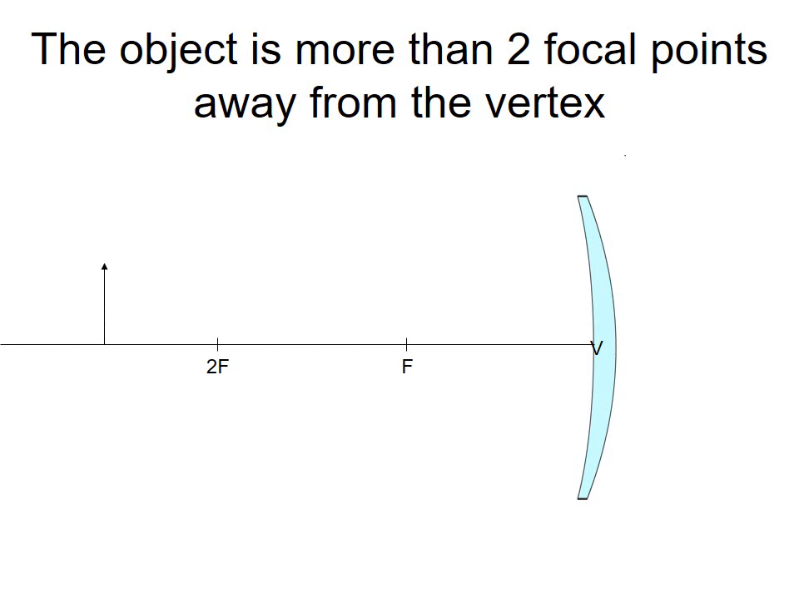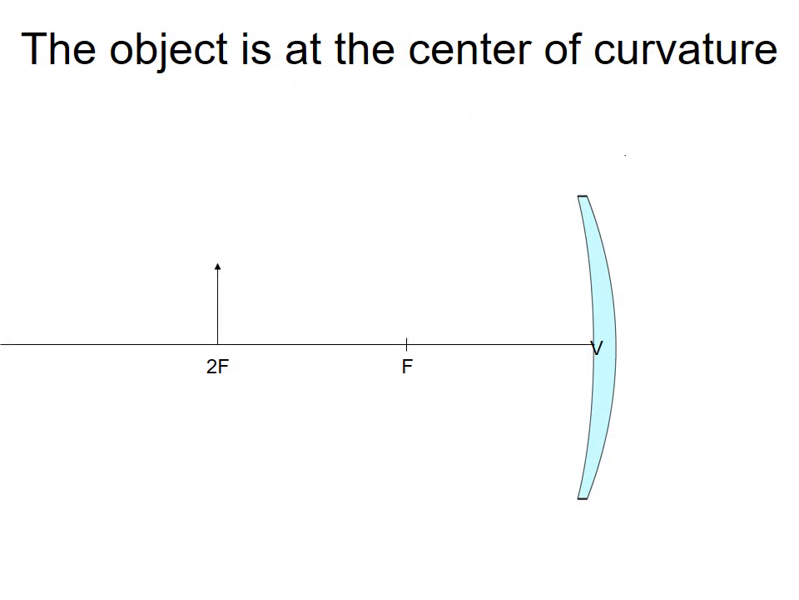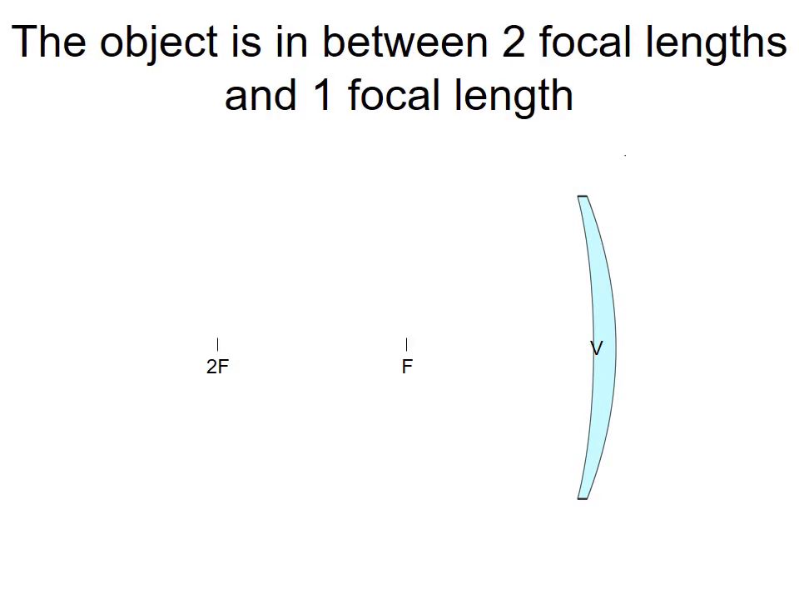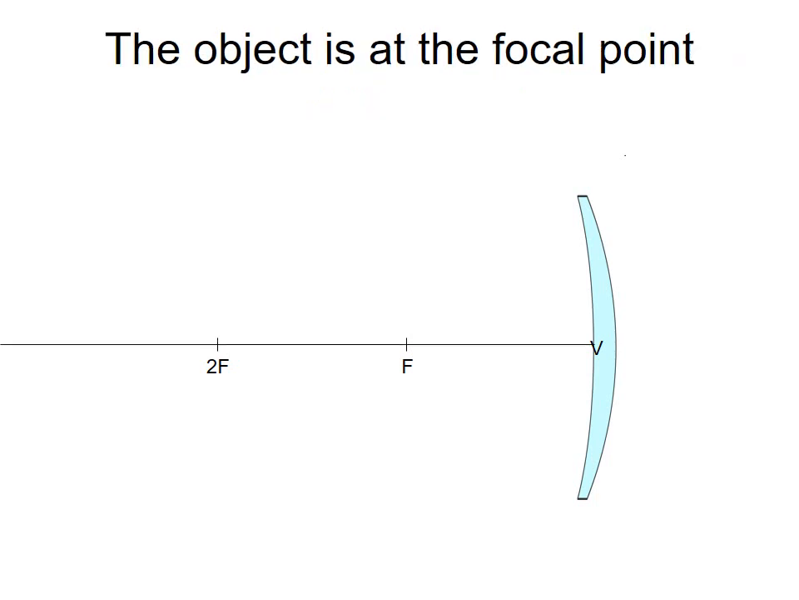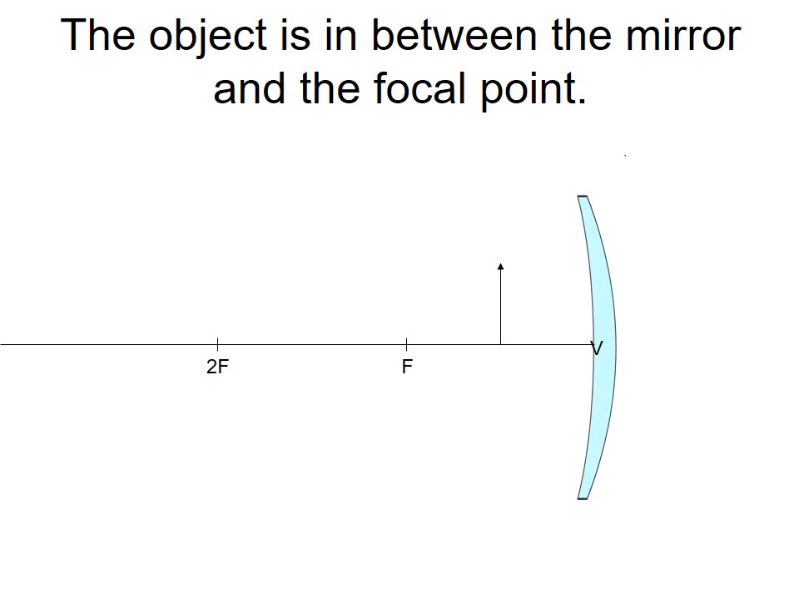So you should be able to do a ray diagram for something beyond 2 focal lengths. You should be able to do a ray diagram for something at 2 focal lengths. You should be able to do a ray diagram for something between 2 focal lengths and 1 focal length. So in other words, between the focal point and the center of curvature. You should also be able to do a ray diagram for something at the focal point, so 1 focal length away, and a ray diagram for something between the focal point and the vertex. I'll give you a hint. For this scenario and the scenario where you are at the focal length, you may have to do tracebacks.